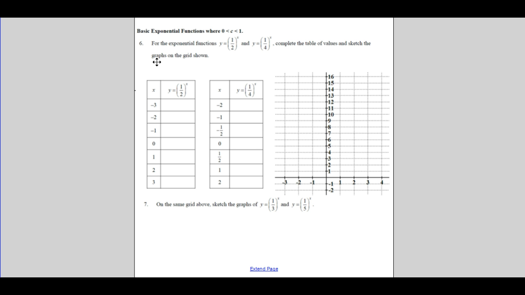So let's start at 0. 1/2 to the 0, really anything to the power of 0 is 1. 1/2 to the 1 will just be 1/2. 1/2 squared is 1/2 times 1/2, which is 1/4. Half cubed is 1/2 times a half times a half, or 1/8. Half to the negative 1.